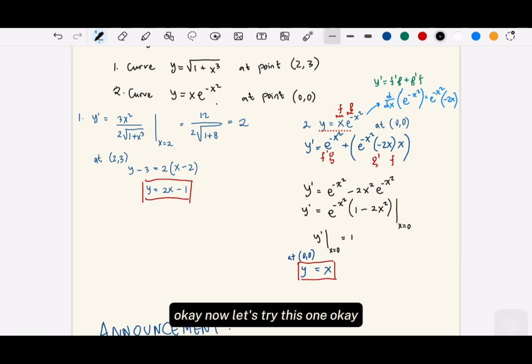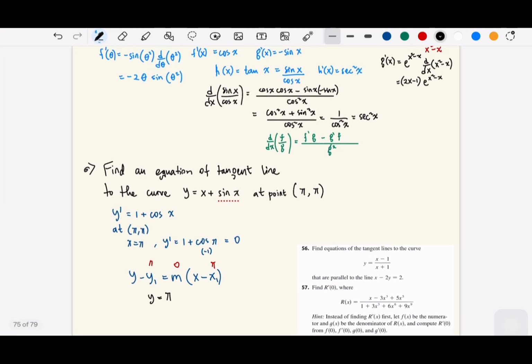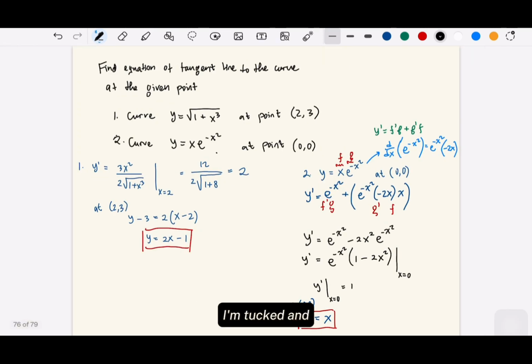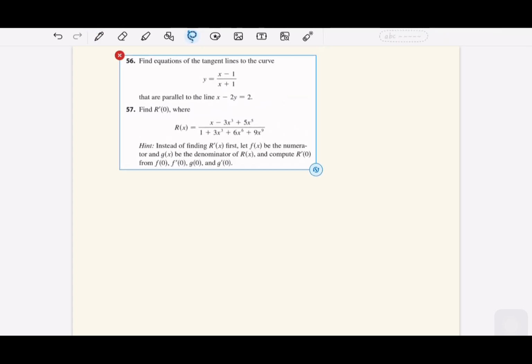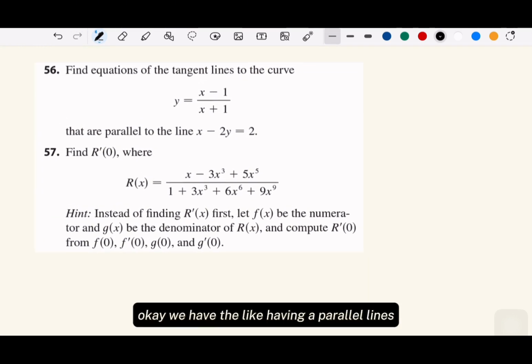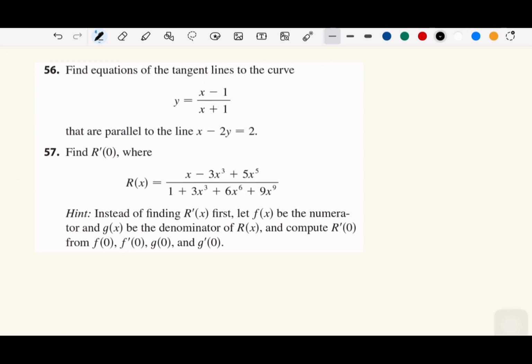Okay, now let's try this one. Okay, we have parallel lines. So try number 56 first.